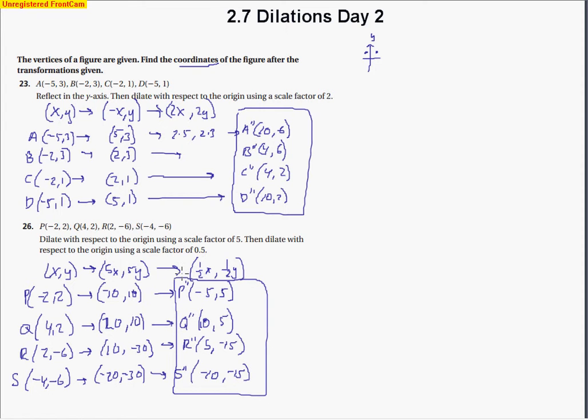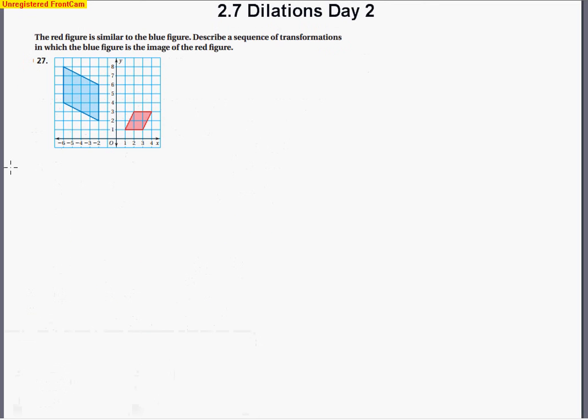And let's take a look at the next type of problem. The last one says the red figure is similar to the blue figure. Describe the sequence. Sequence means more than one. So we're going to have more than one transformation in which the blue figure is the image of the red. So this is the image, this is what we're trying to make. We can see that it's an enlargement, and so that helps us figure that the amount of dilation needs to be bigger than 1.